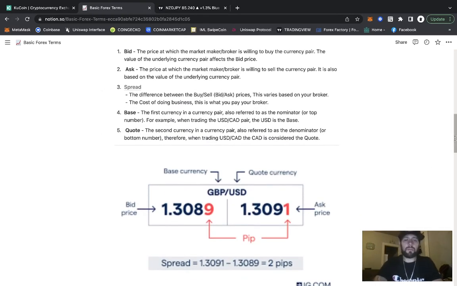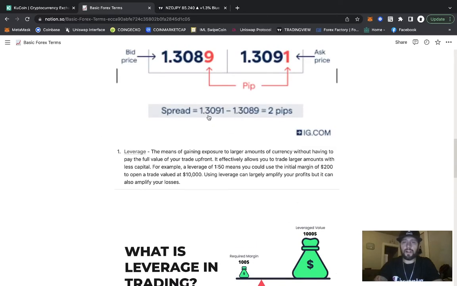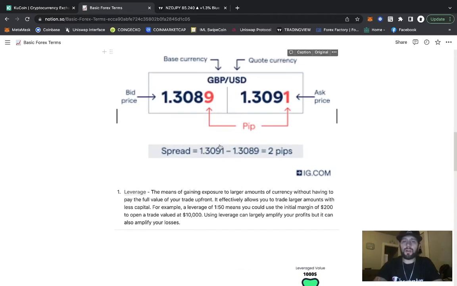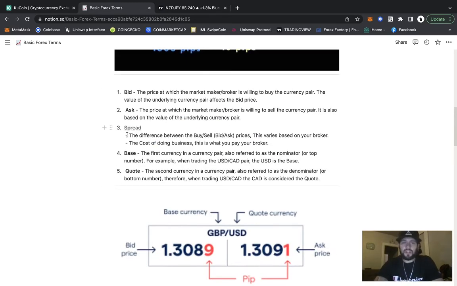So if I want to look at the bid price, it's just the price at which the market maker / broker is willing to buy the currency pair. The value of the underlying currency pair affects the bid price. This is the bid price here. This is the ask price here. And then the difference between these two numbers is what equals the spread right here. And the spread is just what you end up paying your broker. We'll cover brokers in a later video. But if I were to give you the actual definition of spread, it's just the difference between buy and sell, bid and ask prices. This varies based on your broker. The cost of doing business, this is what you pay your broker.